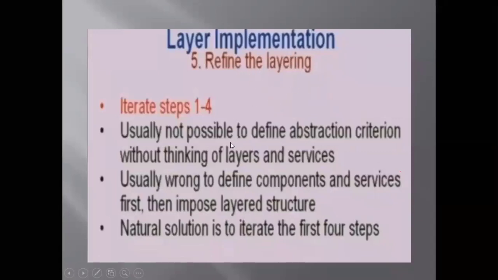layering here. It's usually not possible to define abstraction criteria without thinking of layers and services. And one more thing, we usually should not define components and services and then impose a layered structure. No, first we should think of the abstraction criterion, then the levels of abstraction, then the different components and services. So the natural solution to overcome this is to iterate from steps 1 to 4.